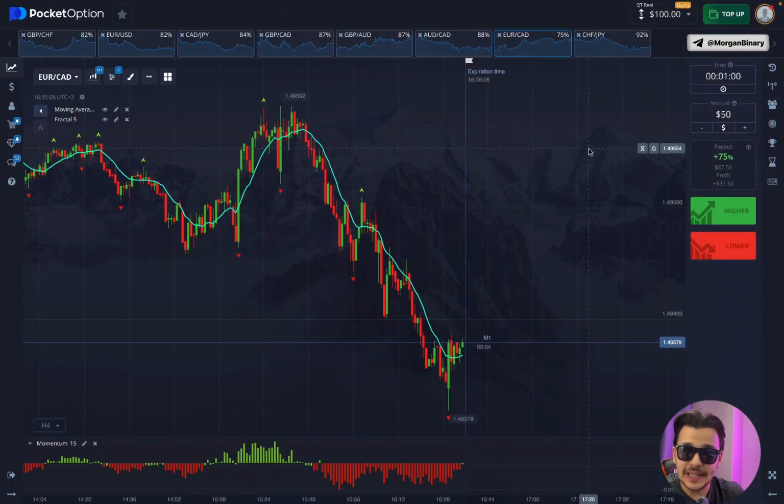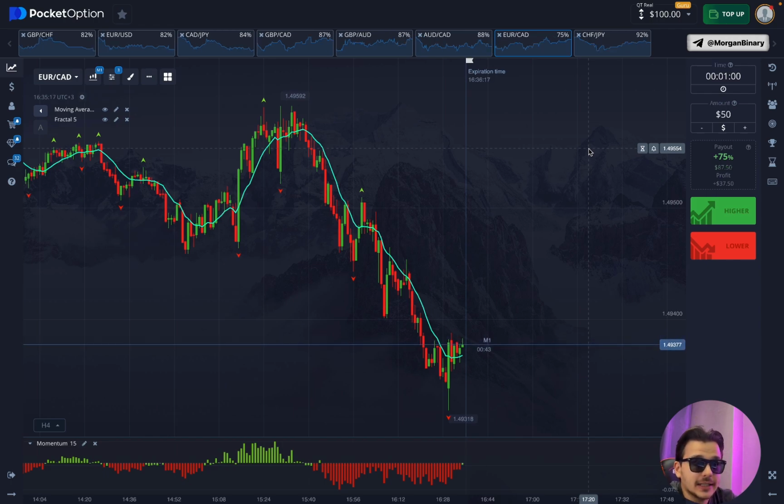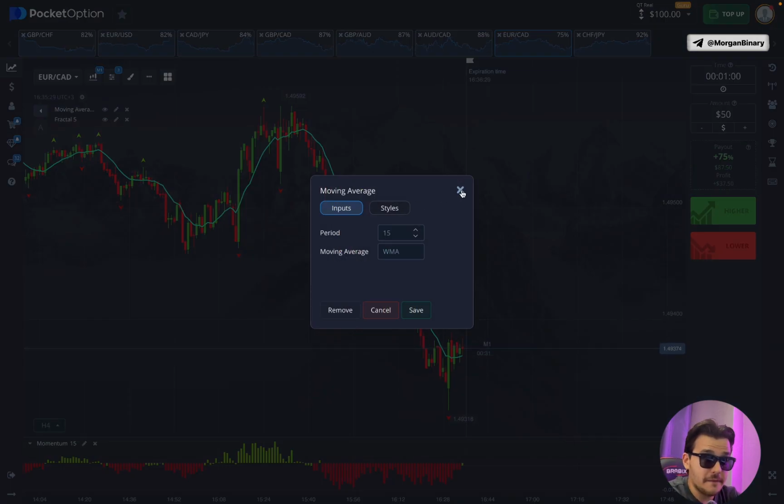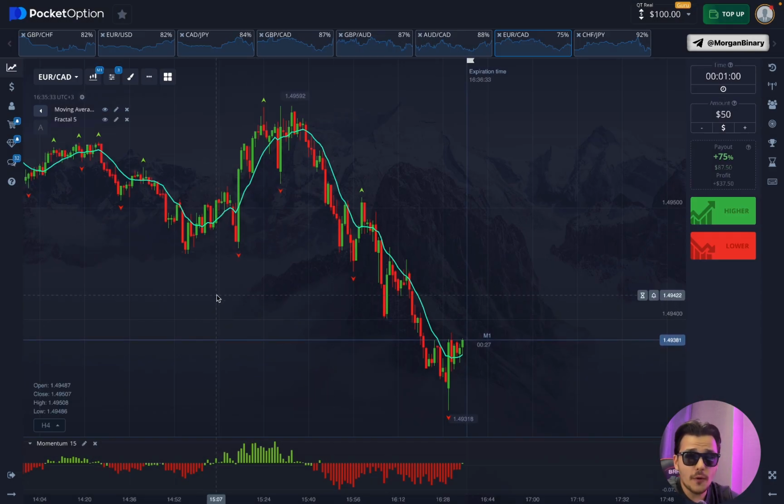So, let's start with today's trading. Today I am trading on currency pairs with the most optimal price movement and payout percentage, which you can see before your eyes. As usual, I have conducted a detailed analysis at this moment and concluded that I will use this combination of indicators, which will include a weighted moving average with a period of 15, a fractal with a period of 5, and a momentum oscillator with a period of 15.